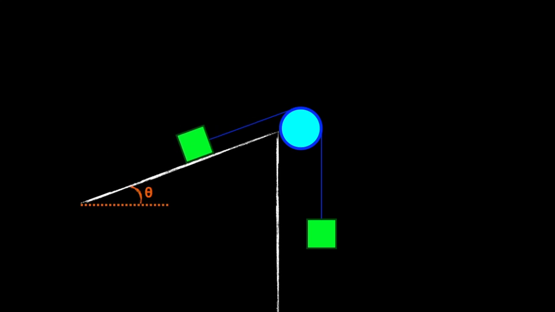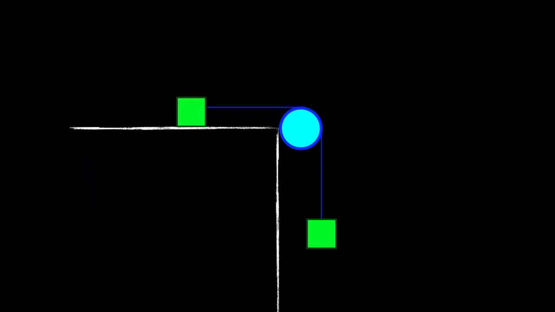Hey guys, in today's video we're going to look at a couple of pulley problems, one of them involving a flat plane and the other one involving an inclined plane. But let's begin with the pulley problem on the flat plane. Let's call the block on the table block A, and let's call this block hanging down block B.